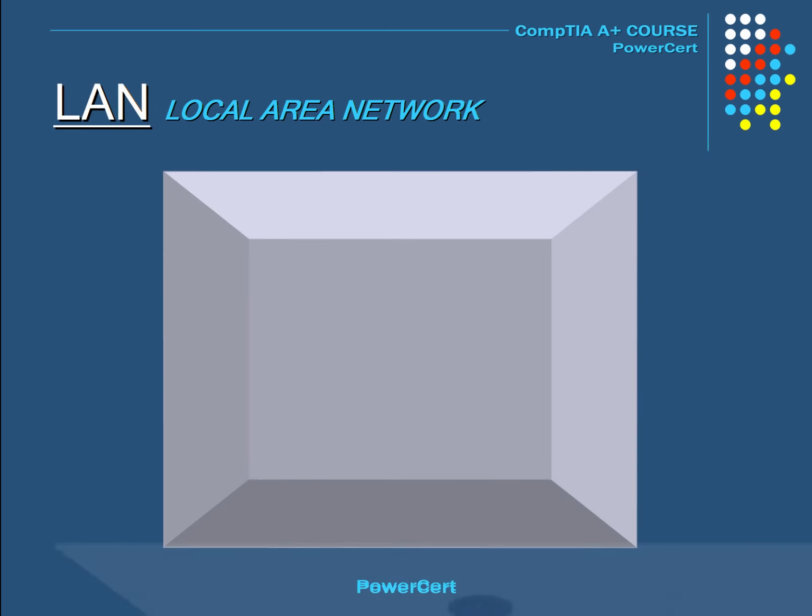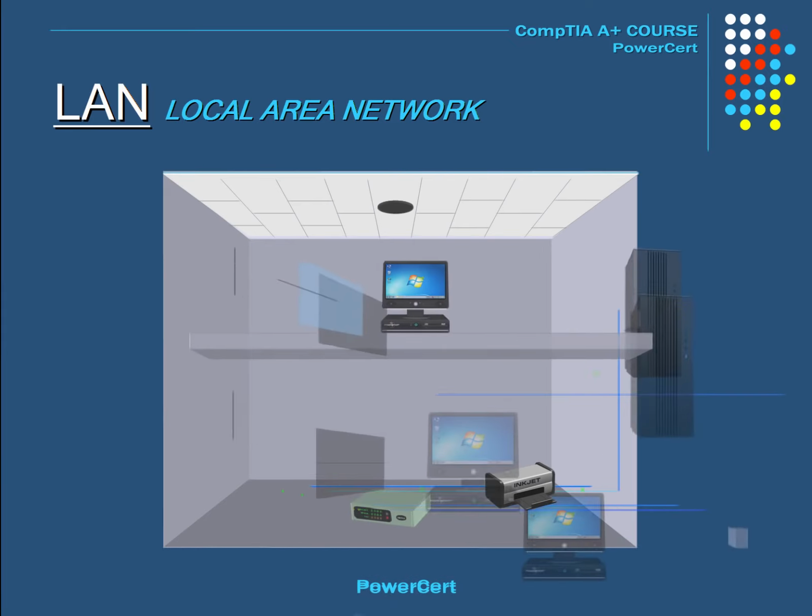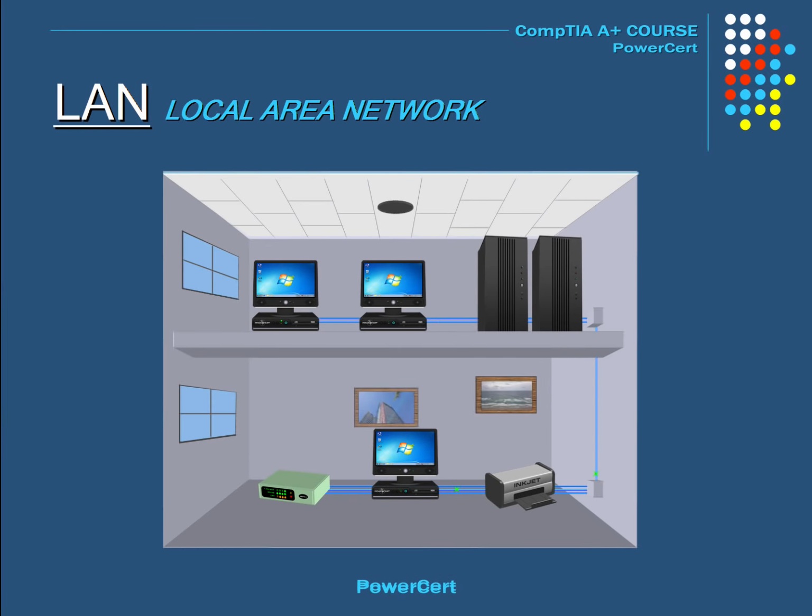Now, a LAN stands for Local Area Network. And a local area network is a group of devices, such as computers, servers, and printers, that are basically located in the same building. In other words, in close proximity to each other. The most common type of LAN is an Ethernet LAN, where two or more computers are connected to Cat5 Ethernet cables using a switch.